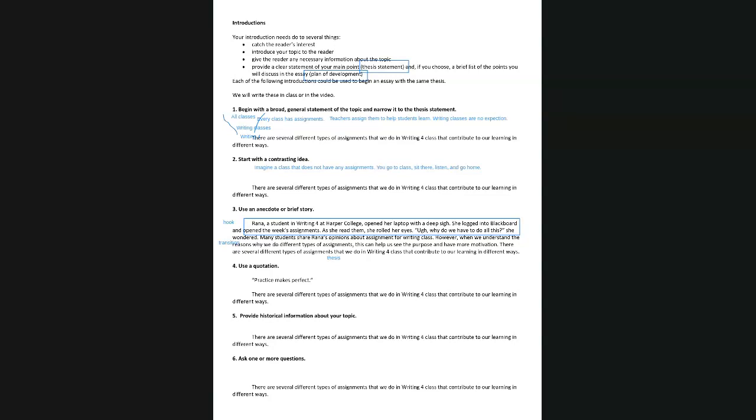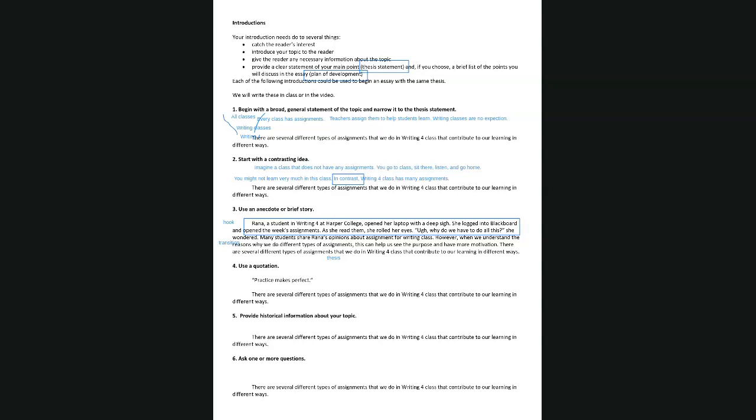In contrast, writing for class has many assignments, okay? And then we can have the thesis. There are several different types of assignments that we do in writing for class that contribute to our learning in different ways. For this one, the most important words are in contrast. Before in contrast, we have the opposite idea from our idea. After in contrast, we have what we believe.